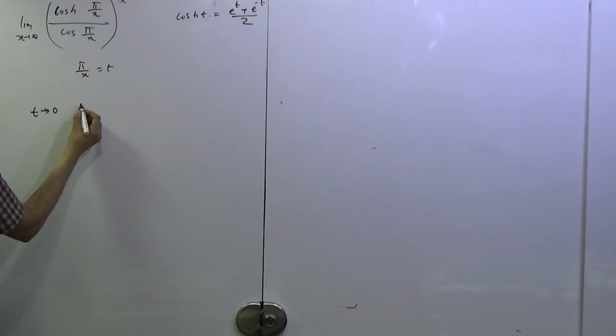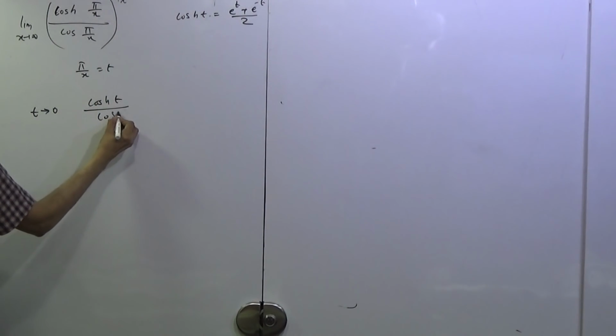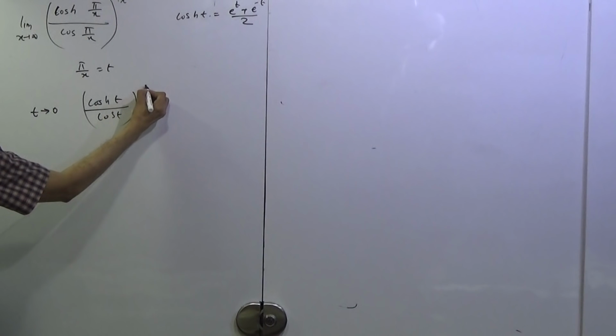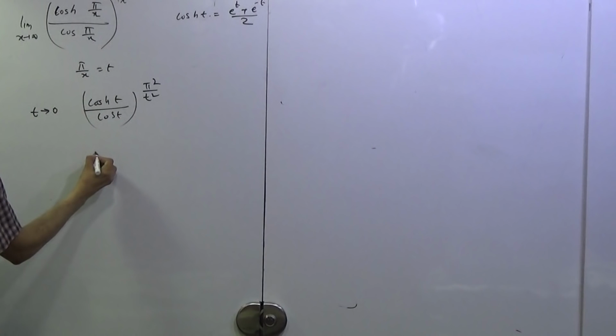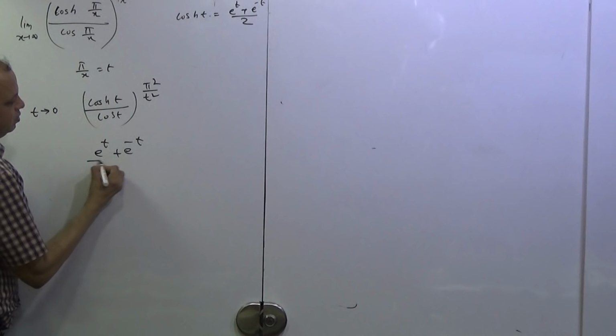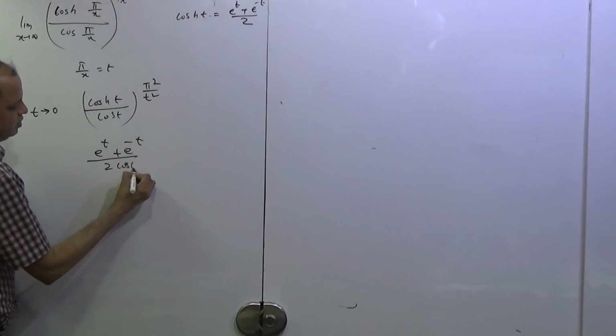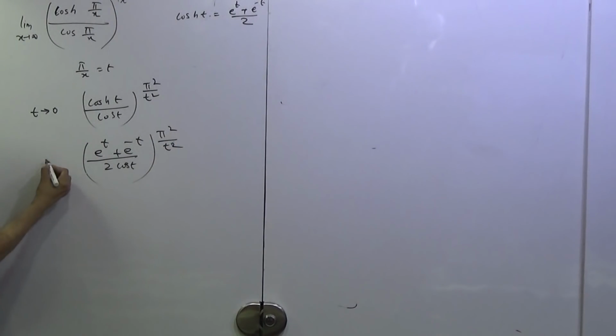What exactly are we going to get here? Cos hyperbolic t divided by cos t, raised to power pi square by t square. I will write this value also: e to the power t plus e to the power minus t, divided by 2 cos t, raised to power pi square by t square, and t is approaching 0. Now look at the indeterminate form. What indeterminate form do we get here?